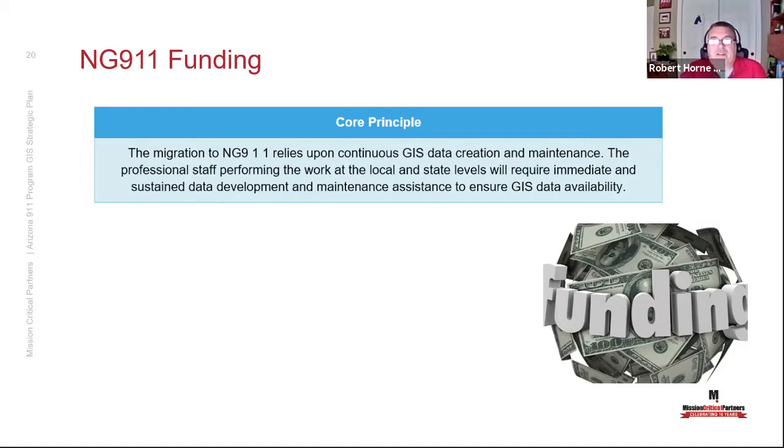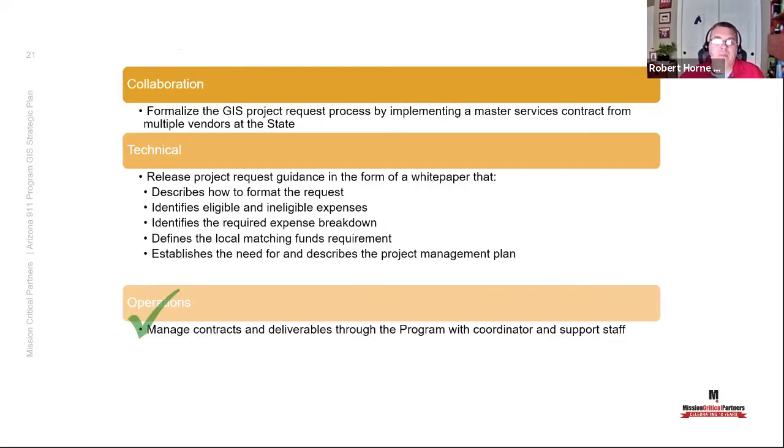All right, funding. That's the big question on everybody's mind: how are we going to pay for all of these upgrades? The next gen needs that constant data creation and maintenance. How are we going to make sure that that is funded? How are we going to make sure that there are no gaps in that data maintenance going forward? How is the state going to do that? We need to formalize the funding requests and implement a master services contract.